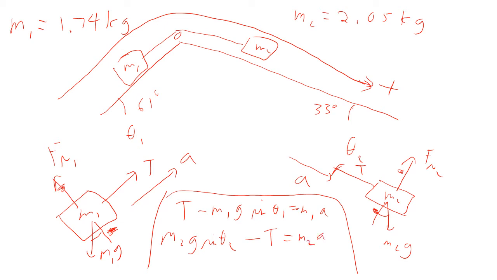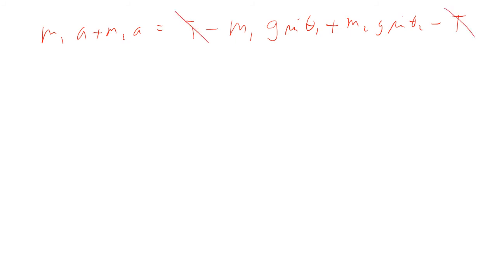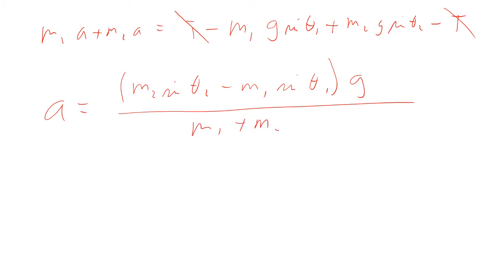I'm going to do the same trick I did before. I'm going to add my two equations together. So M1A plus M2A is going to equal T minus M1G sine theta 1 plus M2G sine theta 2 minus T. Tensions cancel. I do a little bit of algebra here, and I find that A is equal to M2 sine theta 2 minus M1 sine theta 1, times G, divided by M1 plus M2. That's a couple steps of algebra to get you that.